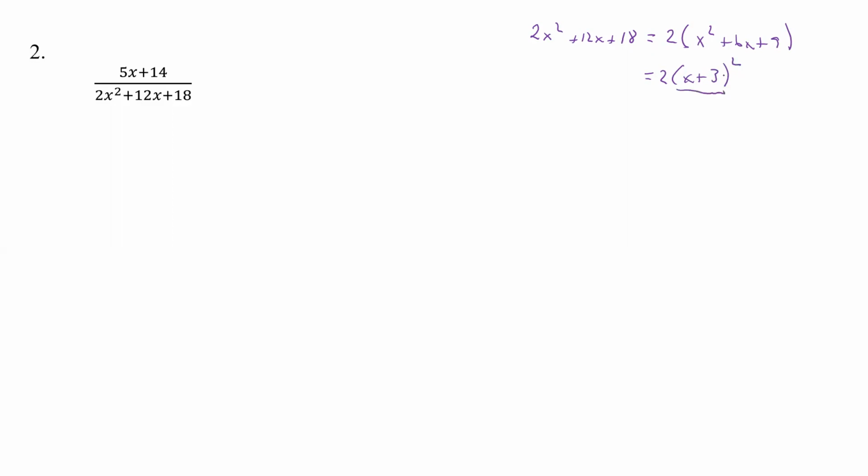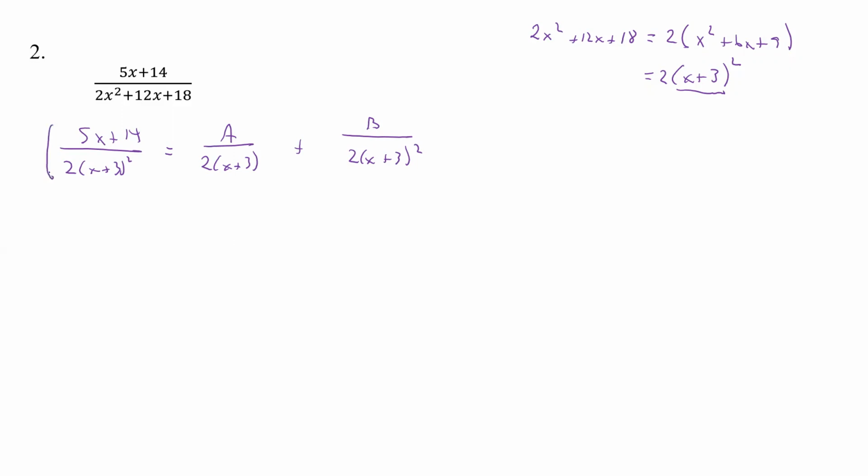Aha, we've got our squared term, so we have repeated factors. And so this becomes 5x plus 14 over 2 times x plus 3, the quantity squared. And so now we'll use A for our first one. That's going to be A over 2 times x plus 3, plus B over the next one, which is going to be 2 times x plus 3 squared. Okay.